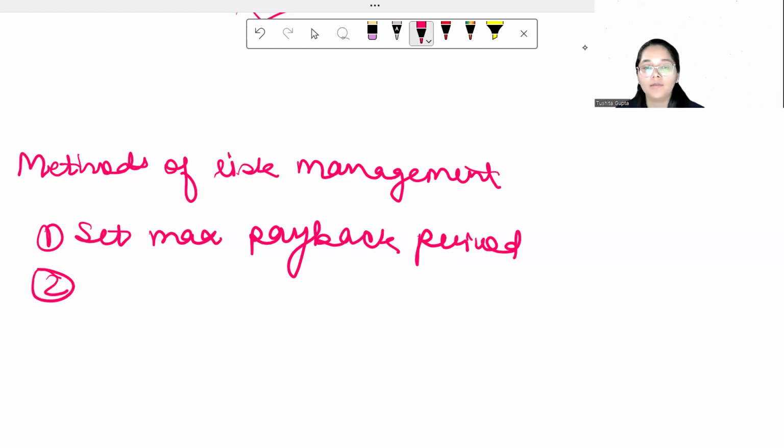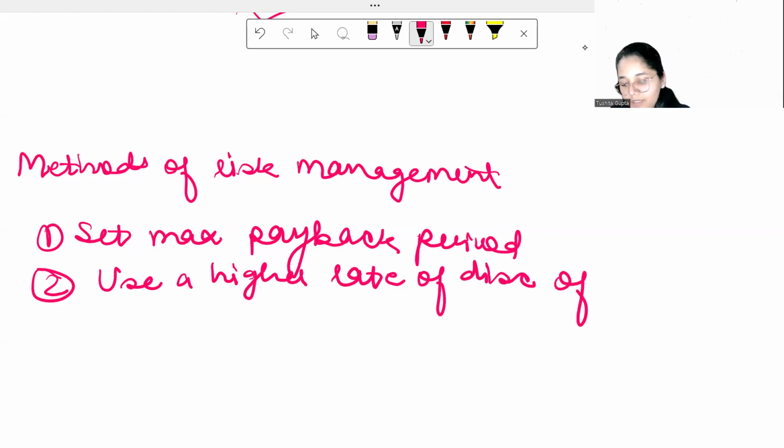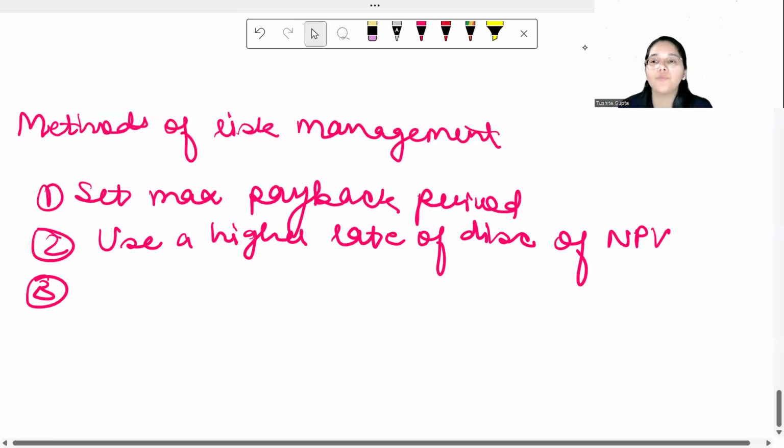Why are projects which have a higher payback period more risky? It is because the cash flows that you get in the later years are more uncertain. Whenever there's uncertainty, there's risk. Hence, to manage your risk, you should set a maximum payback period. Number two is to use a higher rate of discount for NPV. With this, you're using a safer rate. Even if your cost of capital has risen, it will give you the NPV at that rate. So it accounts for more risk.